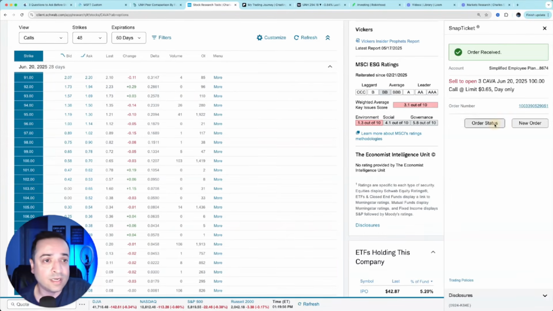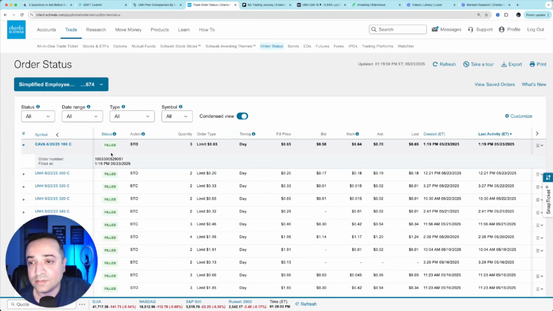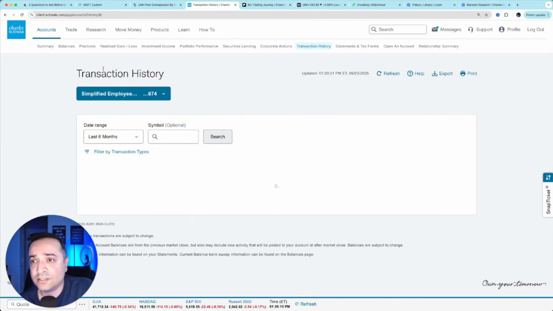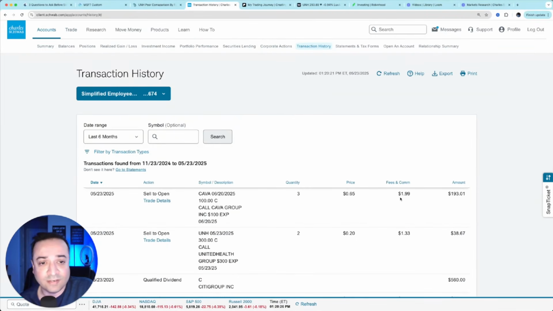And let's go into order status to see if it filled. And it did right here. Went ahead and filled at the limit price. My fill price was 65 cents per share, which for 100 shares is $65. And I did 3 contracts, right? And then if I go into my account history, my transaction history, guess what? After the fees and commissions, I did 3 contracts at 65 cents. I just collected $193 in passive income while I'm just holding Kava stock. So this is exactly how you sell covered calls on Charles Schwab.